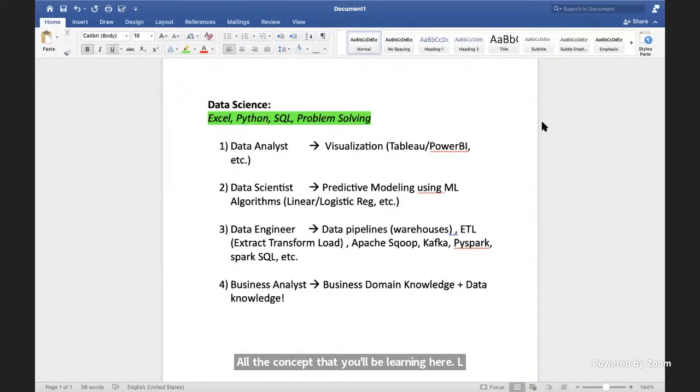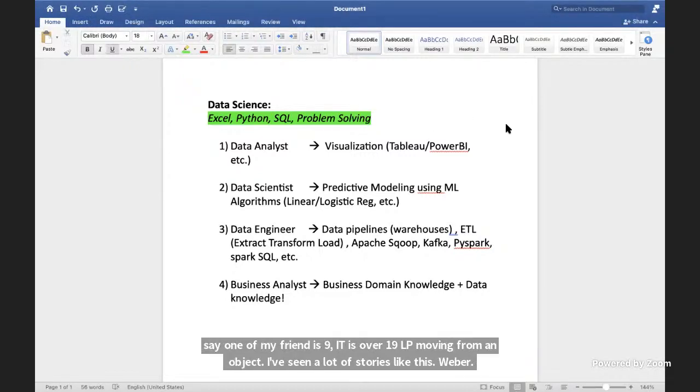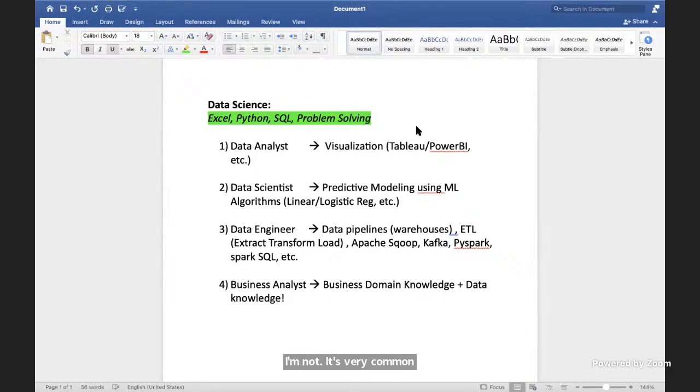Vaibhav says one of my friends has landed a job with 19 LPA moving from a non-tech background. I've seen a lot of stories like this, Vaibhav. I'm not surprised. It's very common. You will learn if you have a problem with maths, right? Will we get placements from upGrad? I think this question was already answered at the start, but I'll again let Siddharth take these 2-3 questions. Siddharth, I hope you're with me, right? Just taking note of these questions.